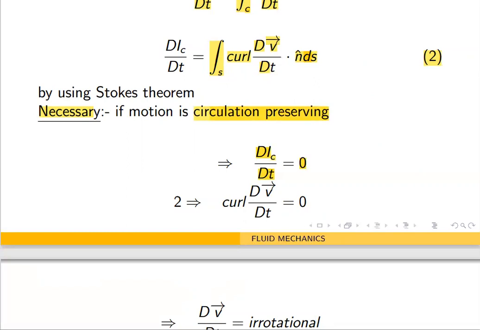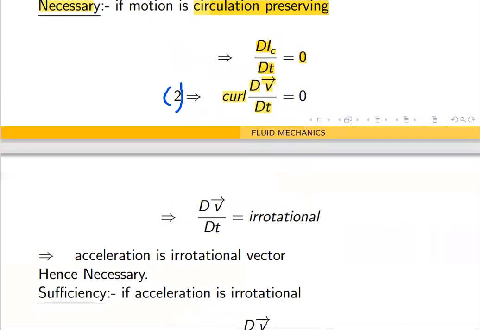Now we have dΓ by dt equal to 0. So now using equation 2, the LHS is equal to 0. Therefore the integral will become equal to 0. The integral is 0 when the integrand is 0. What is the integrand here? The integrand is curl of dv by dt, equal to 0. Curl of anything equal to 0 means that vector is irrotational. So dv by dt, which is the acceleration, is irrotational. Acceleration is an irrotational vector. Hence we have proved the necessary part.